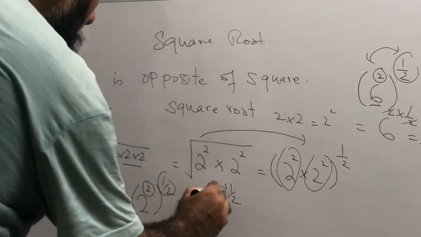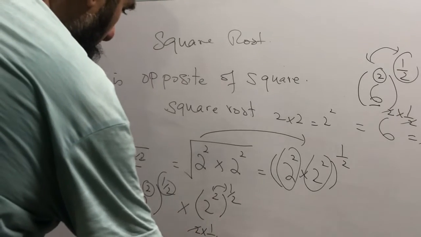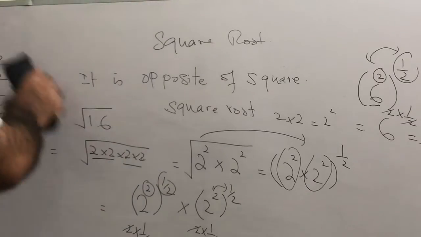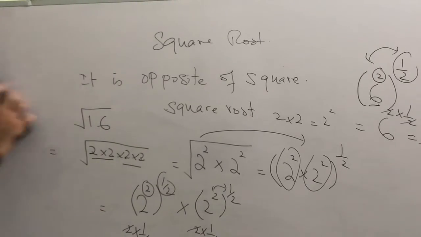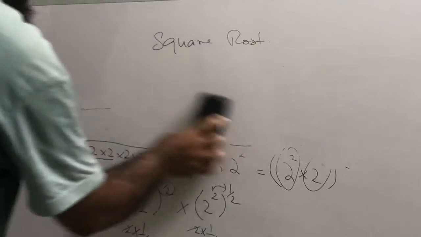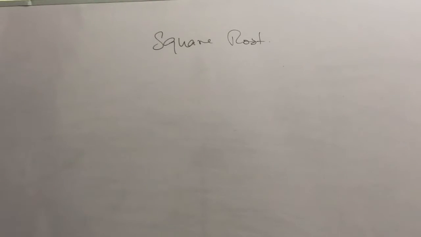This power and this power will be multiplied. This will be cut off, this will be cut off. We get 2 multiplied by 2. Answer is 4. Okay. For 16, if we take the square root of 16 using prime factorization, we get the answer 4. Okay. And we will do a few more examples for square root so that you grasp the concept.